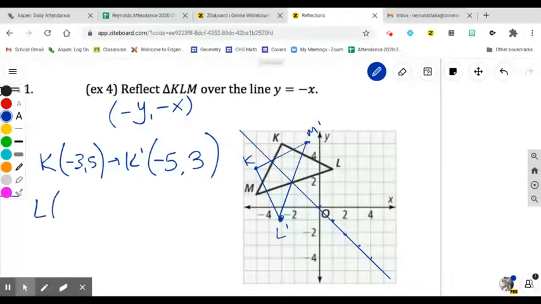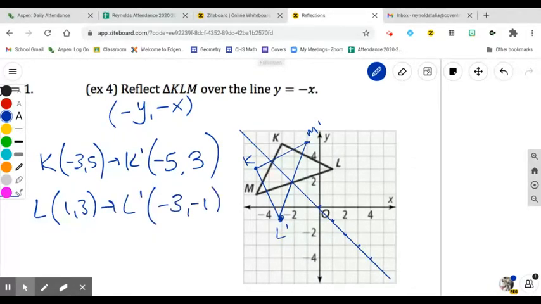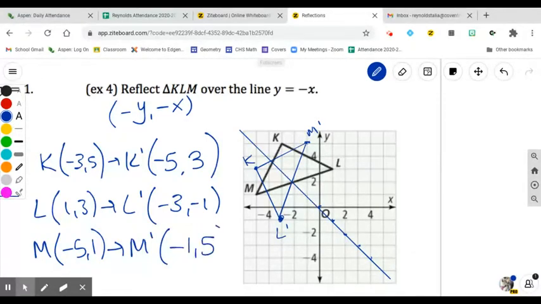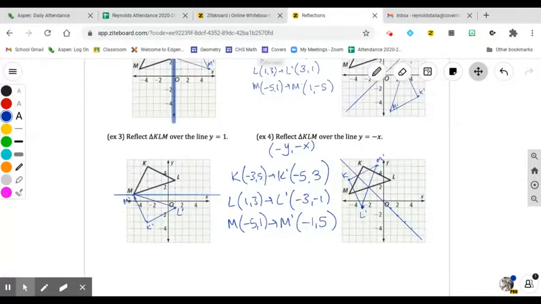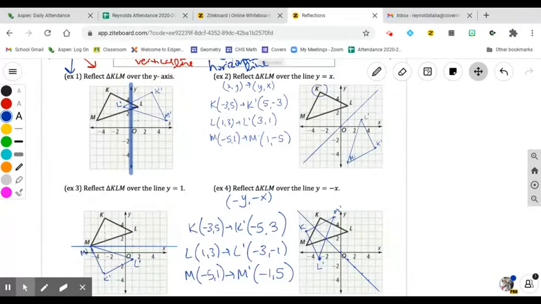L was at 1, 3. So L prime would be at negative 3, negative 1. M was at negative 5, 1. So I'm going to flip it, change the sign. M prime would be at negative 1, positive 5. And that's how you would do one like that. And again, I don't care if you count or if you use the coordinate rule. It does not matter to me. Okay, so there is kind of like one of each type of example.